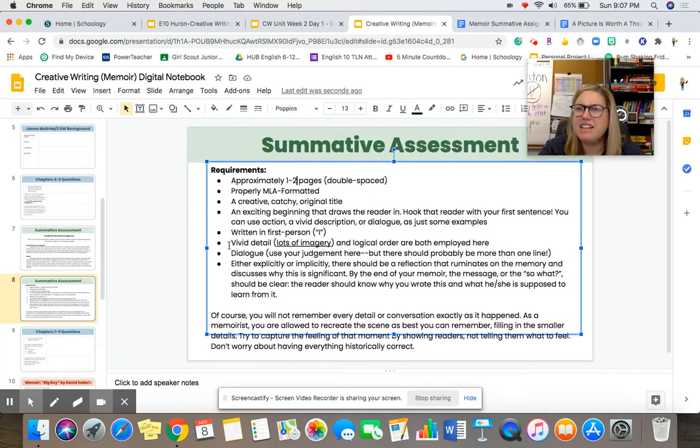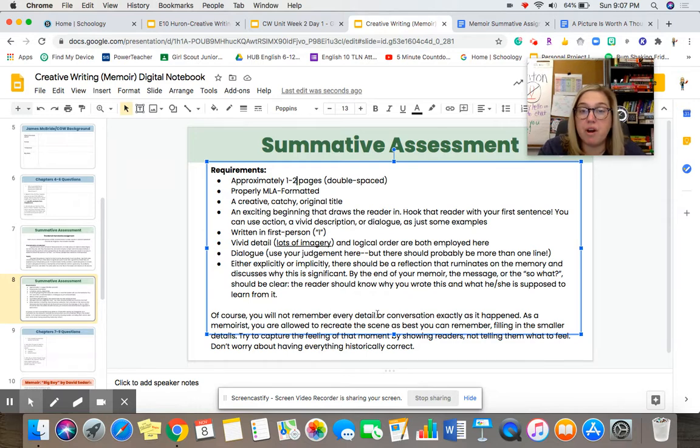Vivid detail, lots of imagery. Dialogue, and we'll talk about how to use dialogue. You either explicitly or implicitly, meaning you need to come out and say it, or it needs to be hinted at, include a reflection that sort of tells us the memory and why it's significant. By the end of your memoir, the message or the so what should be clear. We should know why this moment in your life was important to you, okay?